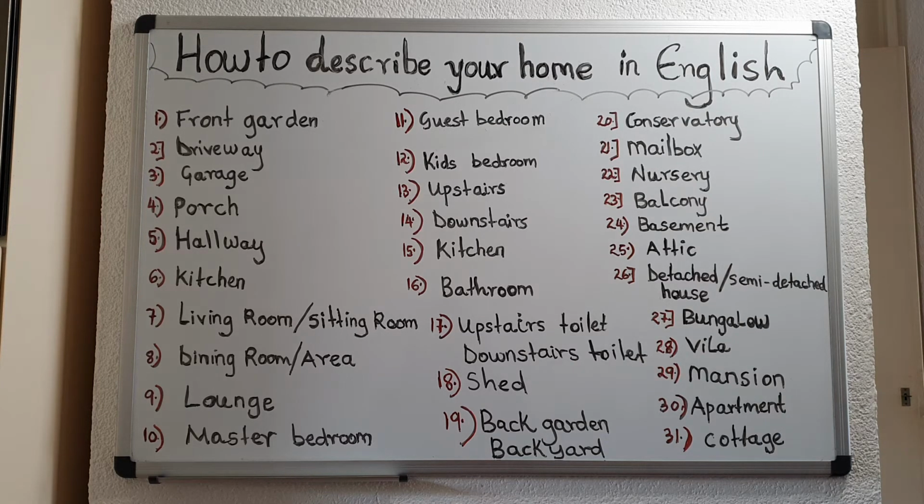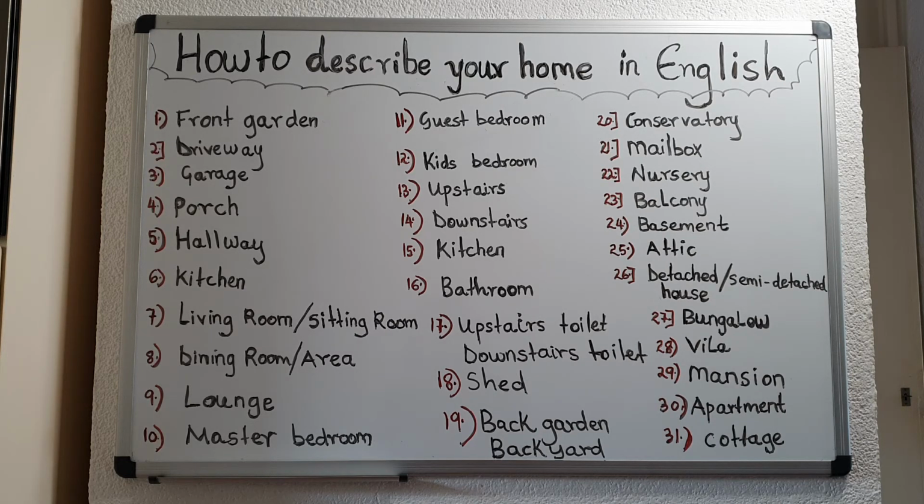The next word is back garden. The back garden is a garden that you have at the back of your house. Some people call this a backyard, okay? Now, a back garden pretty much means that you have grown some plants there. But if it is a backyard, probably you don't have any plants there. It is the space at the back of your house. That is the backyard.